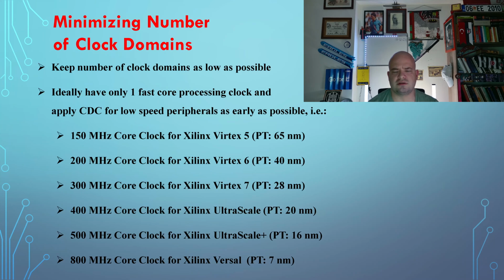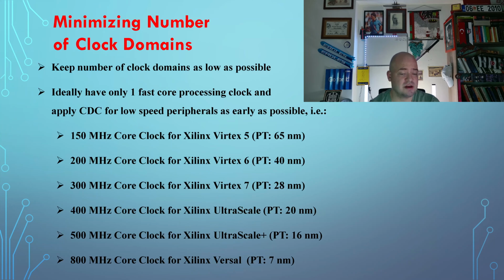By the way, these target clocks are quite doable. As I said, I worked on lots of FPGA projects during my 15 years of FPGA engineering career. These speeds are doable, and they are not impossible to achieve. For 28 nanometer Virtex 7 technology, a 300 megahertz core clock is also doable.